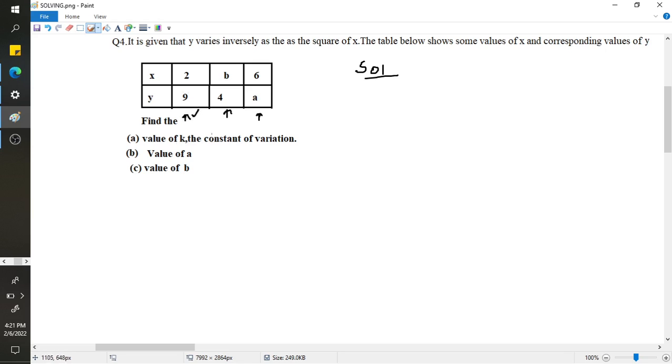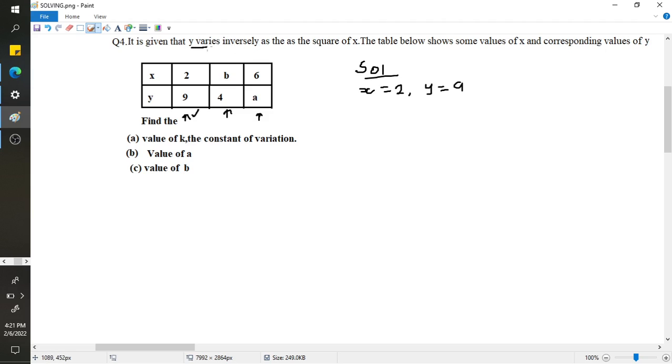So using that, we have x. The value of x is going to be taken as 2, right? And the value of y is to be taken as 9. Okay, so that's what we are having. Now remember, we need to formulate. We have a statement here.